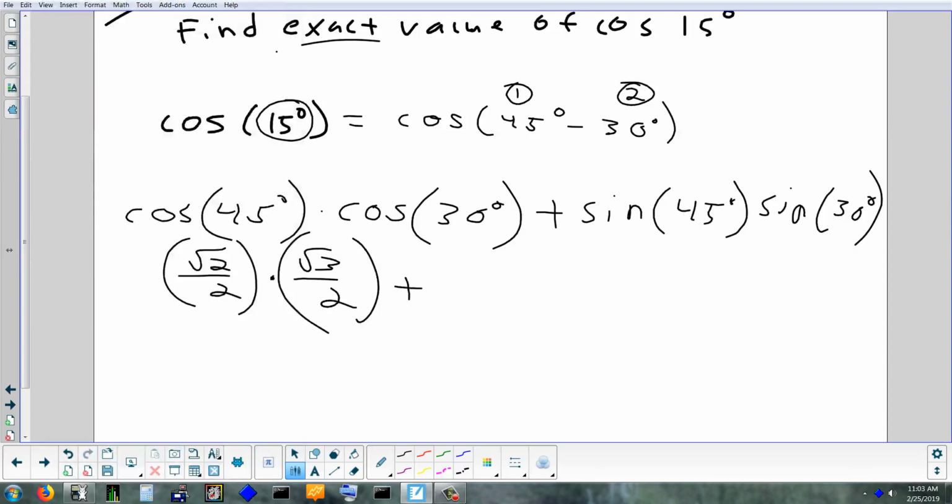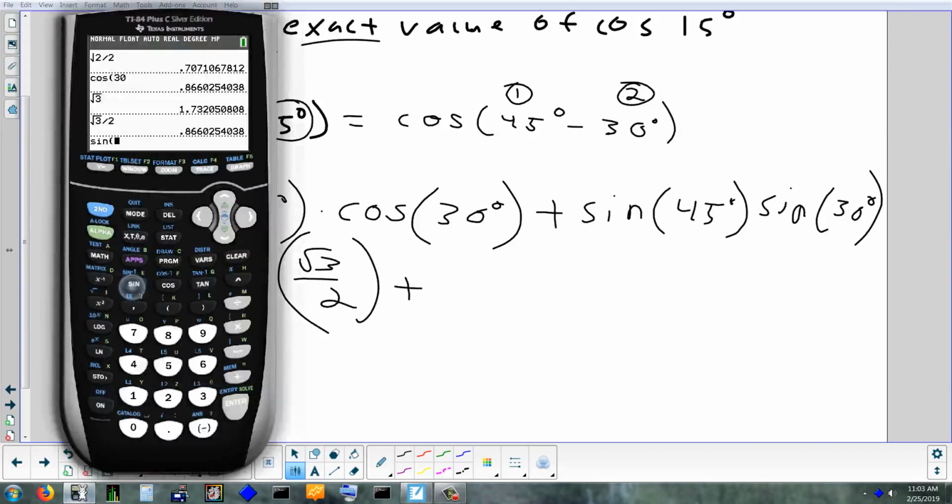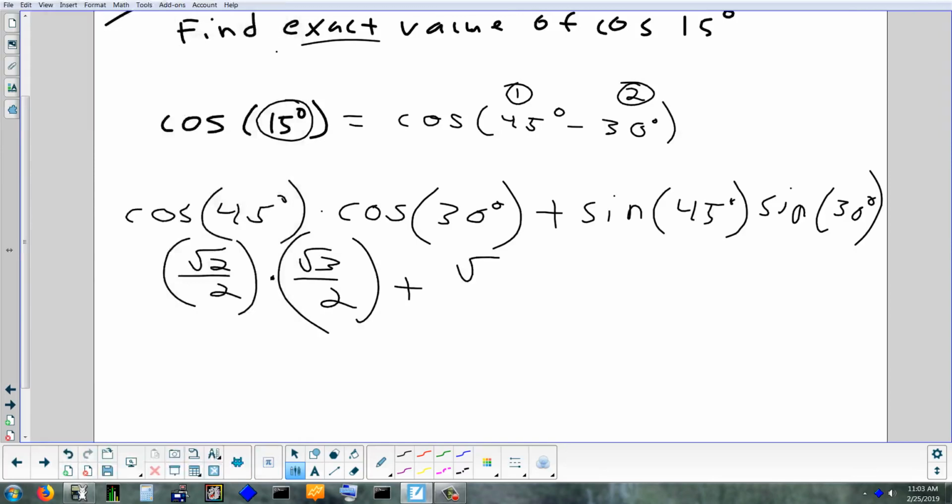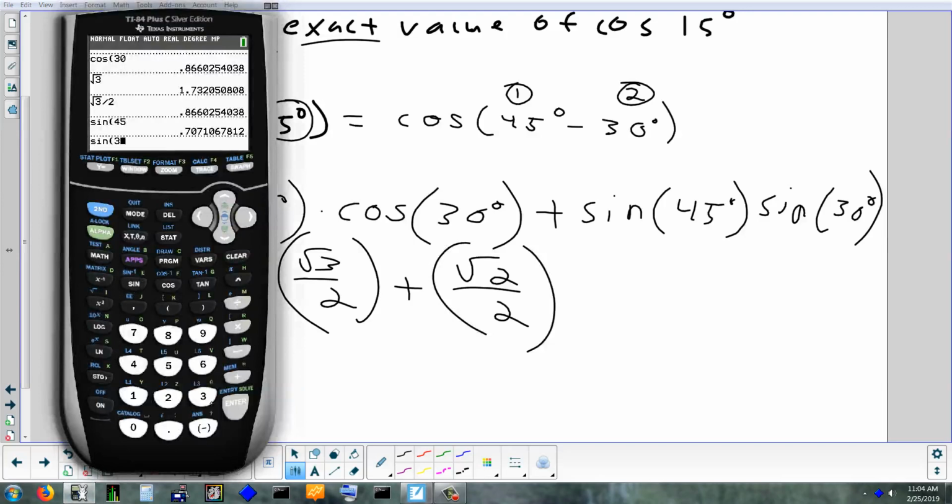Plus, let's see what the sine of 45 is. Sine 45. We've already seen that number before. 0.707 again. How do you write that? That's the square root of 2 over 2. So after a while, you're going to start seeing the same numbers come up. Okay, and then the sine of 30, well, that one just comes out nice. Right? So we just write a half.